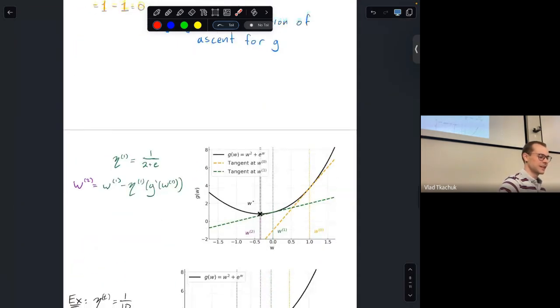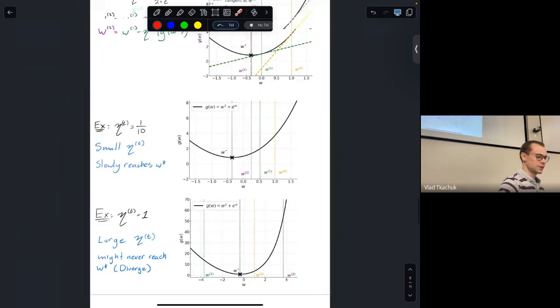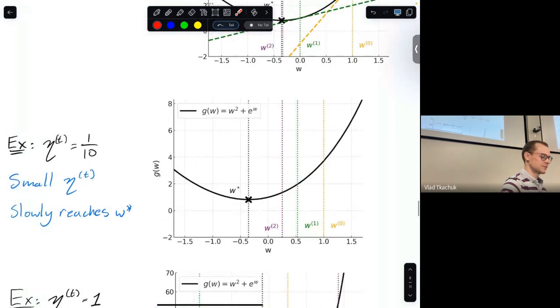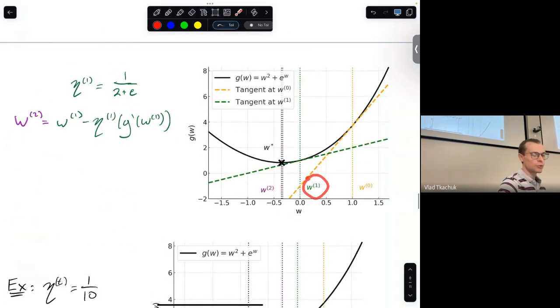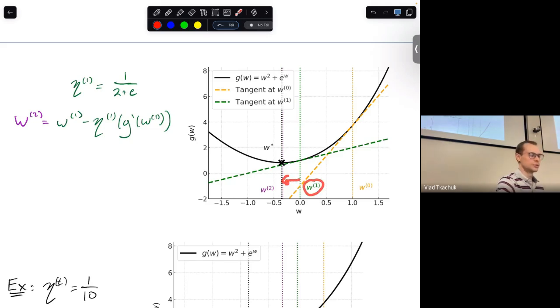Unsurprisingly, the next part has a similar story. I can then, of course, start at W1 and take a step to W2 in the exact same way as before. So this is the update from W1 to W2. I start at W1 and subtract something, and that is a step of this size. This thing gives me the scaling of my step. Visually, this looks like I started at W1 and took a step to W2.